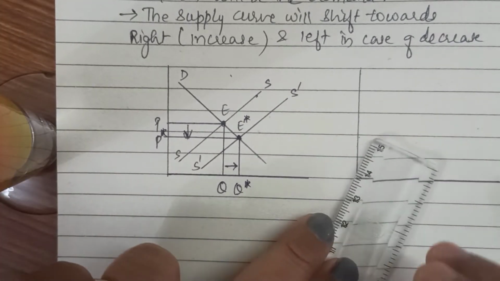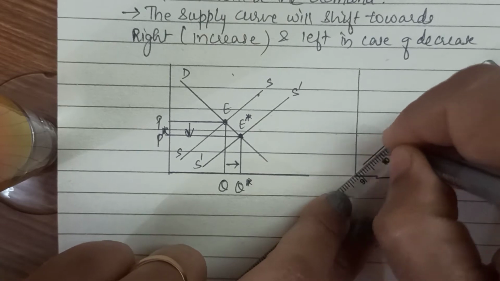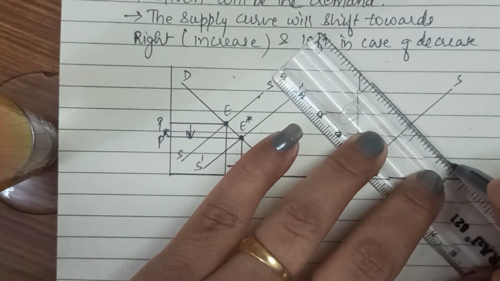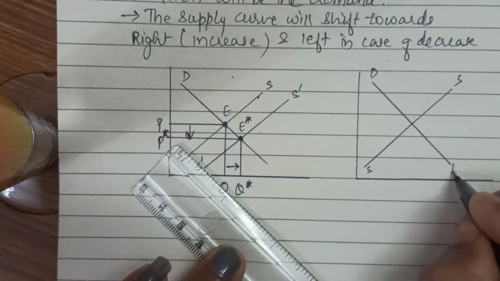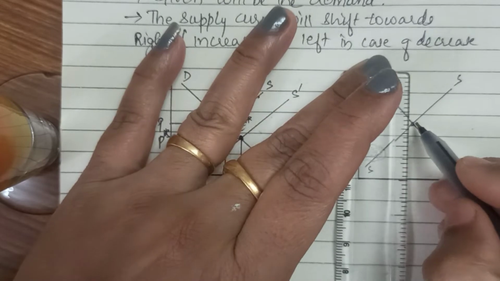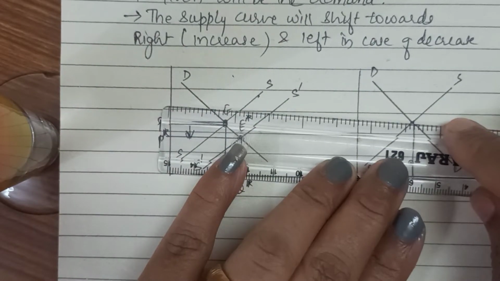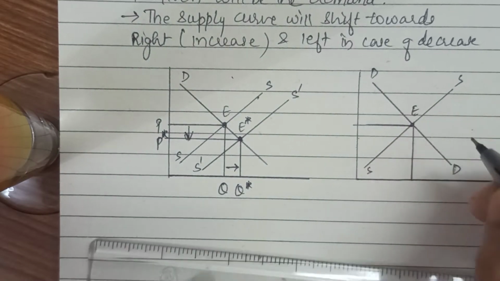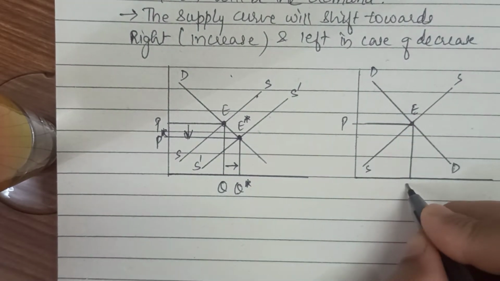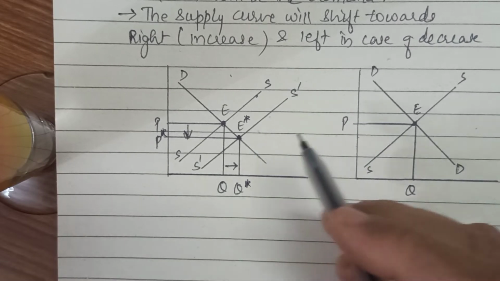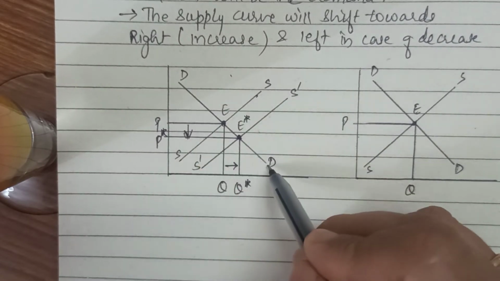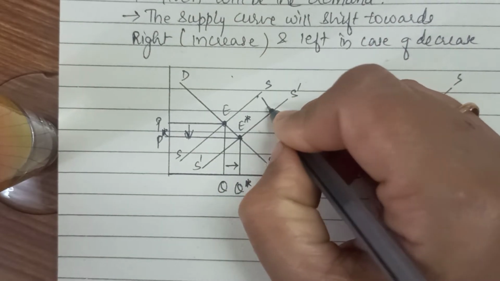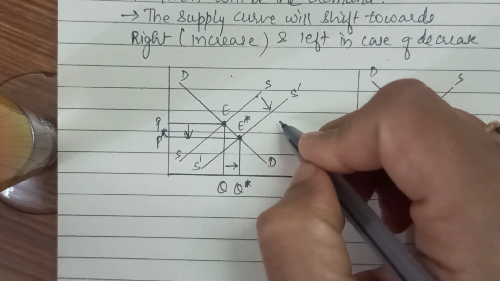Now let us see the decrease. Supply curve, demand curve, equilibrium point E, price P, quantity Q. Now here already you have seen that the demand curve is given. It means there is no change in the demand curve, only the supply curve changed. That is, it shifted towards the right side.